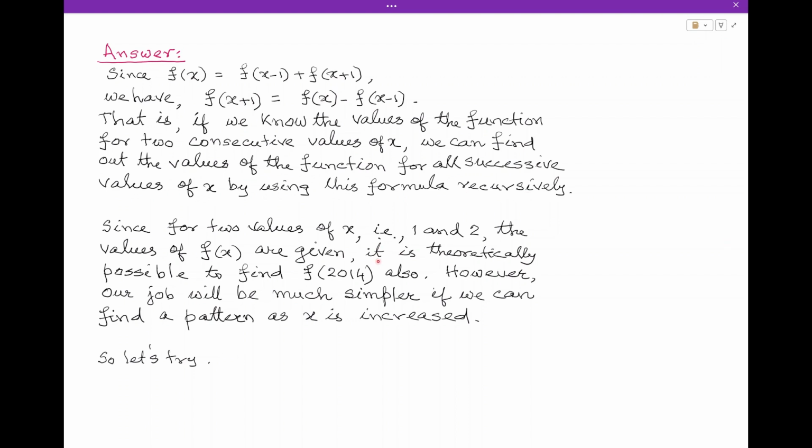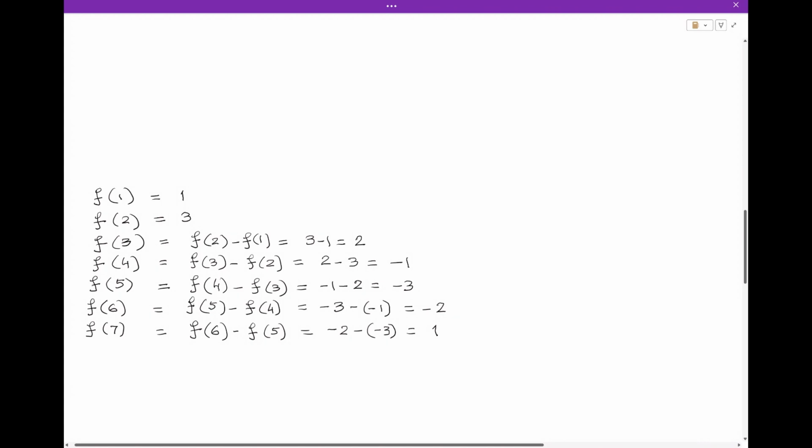Since for x equal to 1 and x equal to 2 the values of f(x) are given, it is theoretically possible to find f(2014) also. However, our job will be much simpler if we can find a pattern as x is increased. So let's try. It is already given that f(1) is equal to 1 and f(2) is equal to 3.